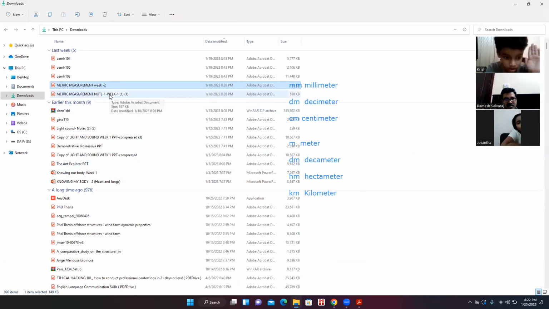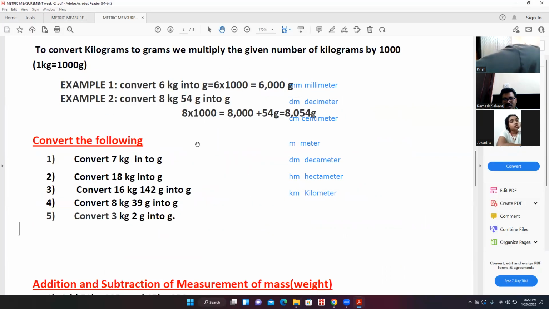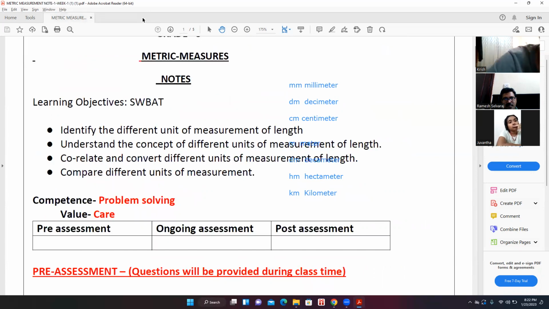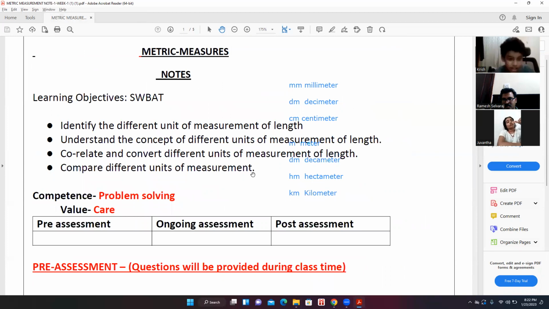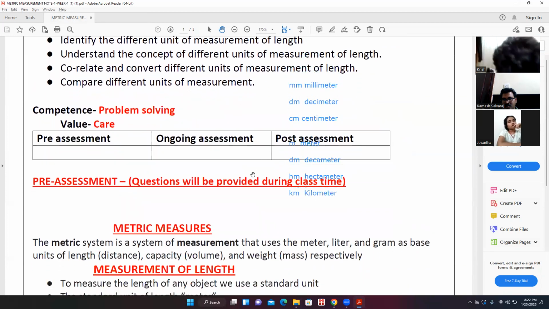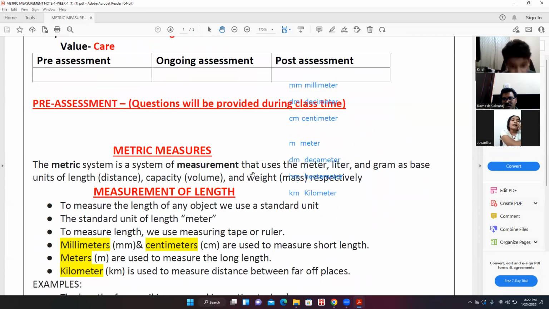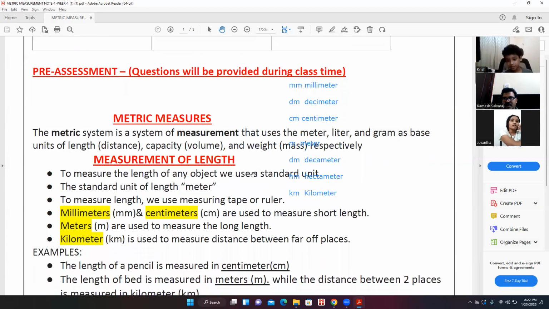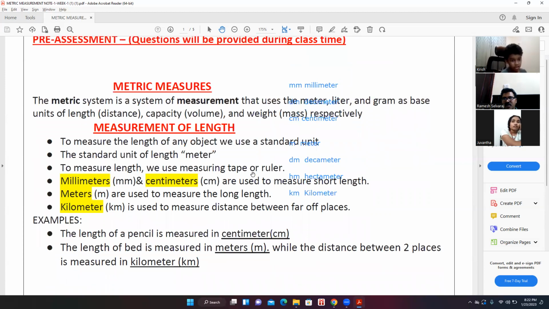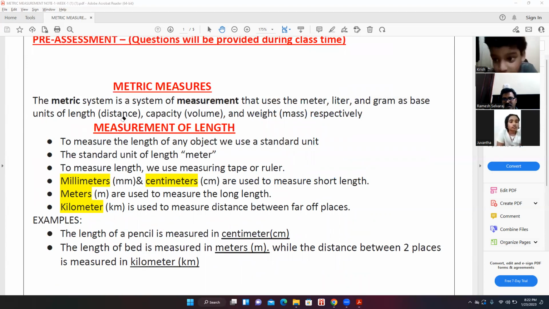Yeah, tell me, Chris. Sorry? When will we learn measurement of capacity? Measurement of? Capacity. Capacity we will learn after some time. First, we will learn about the length, measurement of length. Then capacity later. Okay.